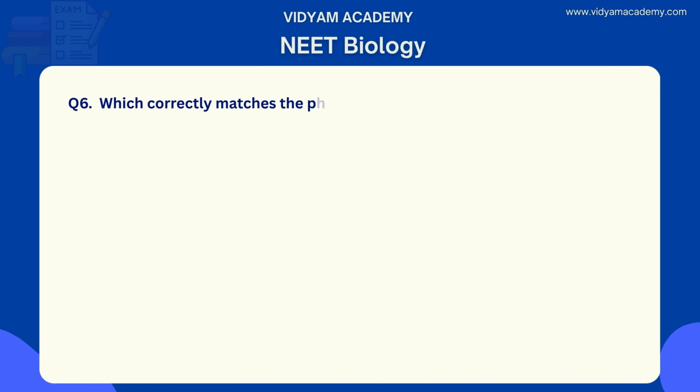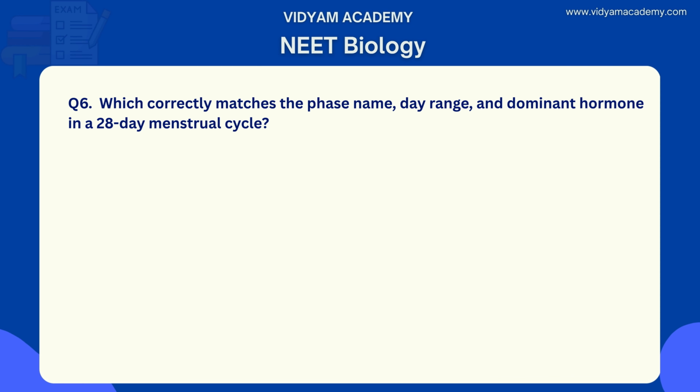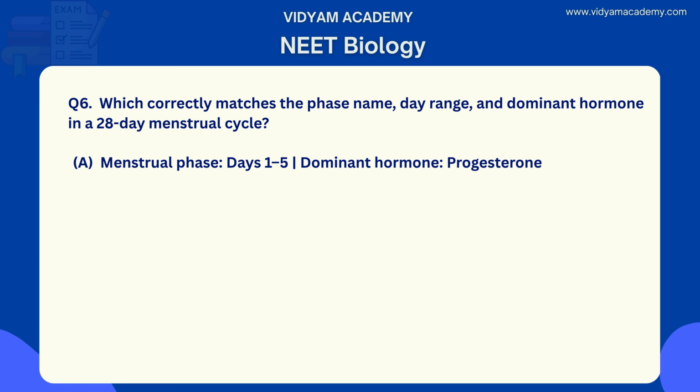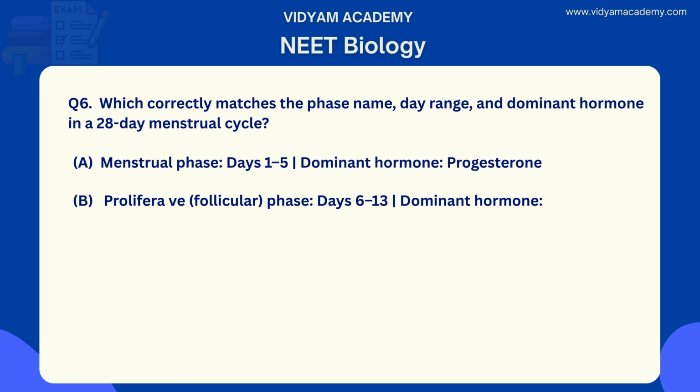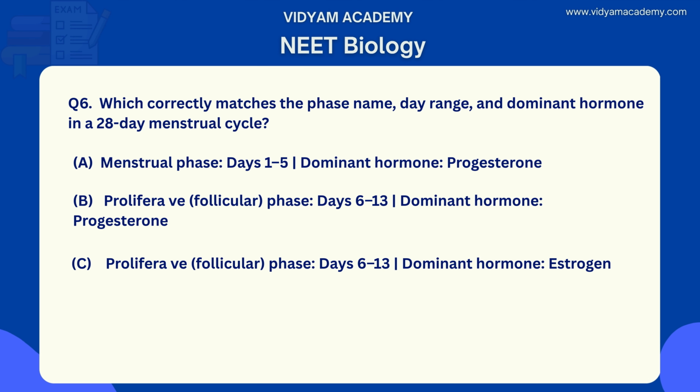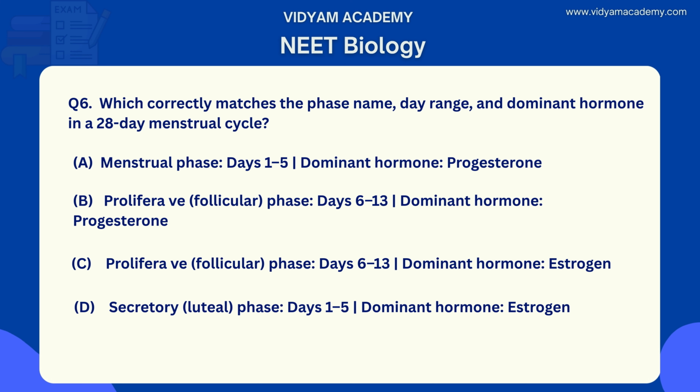Next, question number 6. Which correctly matches the phase name, day range and dominant hormone in a 28-day menstrual cycle? Option A. Menstrual phase days 1 to 5, dominant hormone progesterone. Option B. Proliferative follicular phase days 6 to 13, dominant hormone progesterone. Option C. Proliferative follicular phase days 6 to 13, dominant hormone estrogen. Option D. Secondary luteal phase days 1 to 5, dominant hormone estrogen.